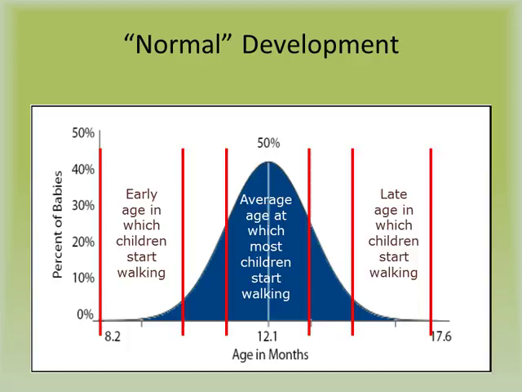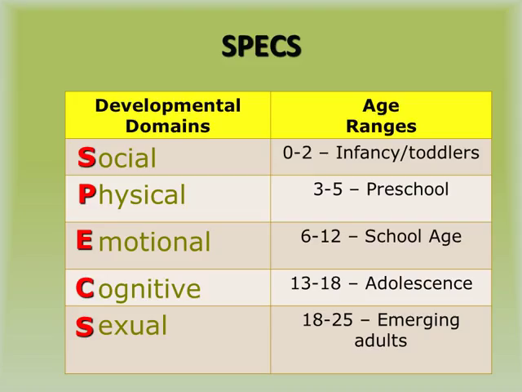And then we move on to talk about the developmental domains. So here we are with the social, physical, emotional, cognitive, and sexual domains, and the age ranges that we'll talk about each of these developmental domains for each of these age ranges. So for the infants and toddlers ages 0 to 2, we'll talk about the development that they have over the course of those 2 years in each of these five domains. Same with the other age groups.